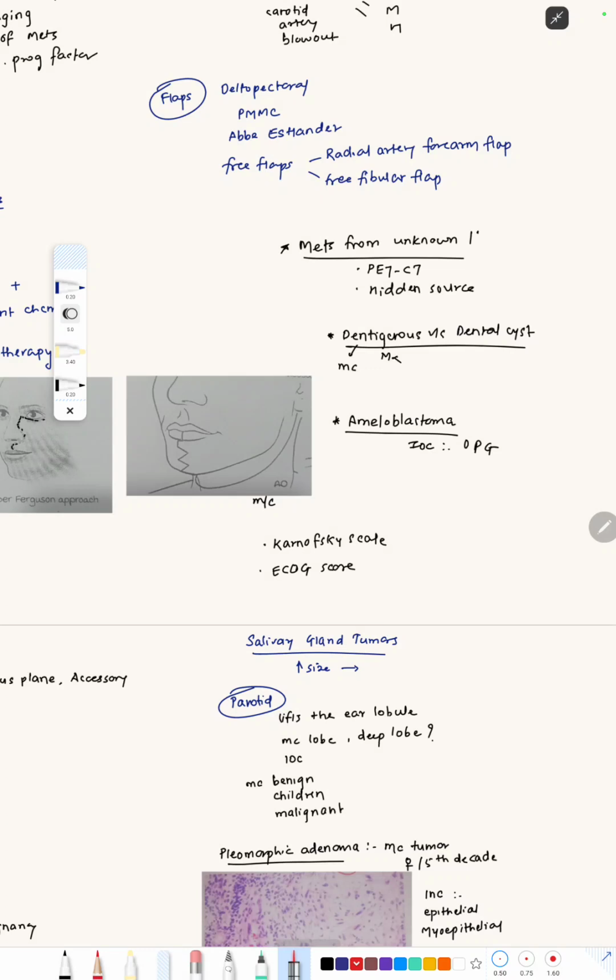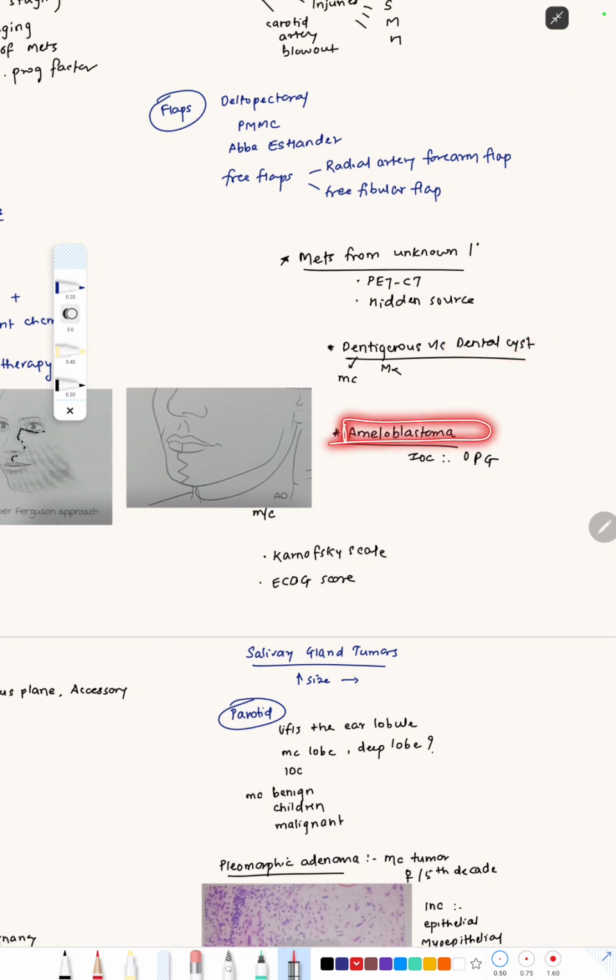the difference between the dentigerous versus dental cyst. Dentigerous cyst is caused because of an unerupted tooth. Generally the most common is the third molar tooth, and management is enucleation along with removal of that unerupted tooth. Then dental cyst is caused because of dental caries, and we have to remove the carious tooth for it. Ameloblastoma is nothing but a tumor of the bony mandible. The investigation of choice is the OPG, that is orthopantomogram.